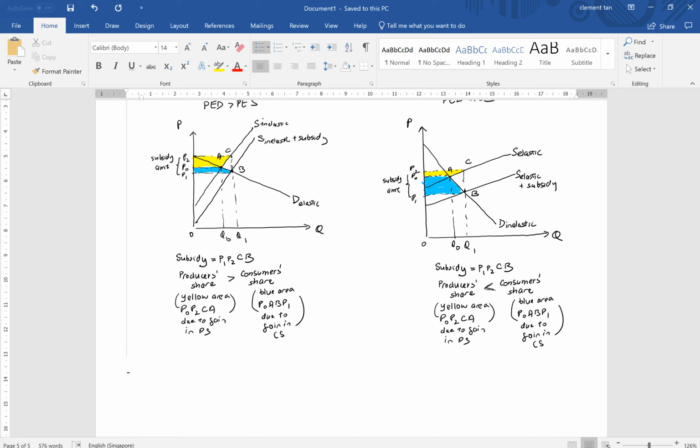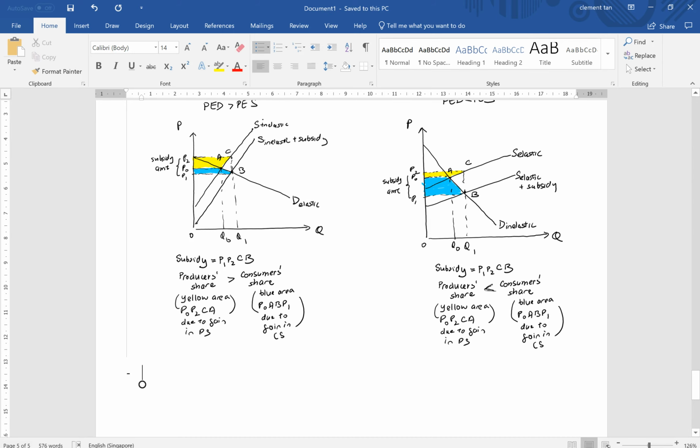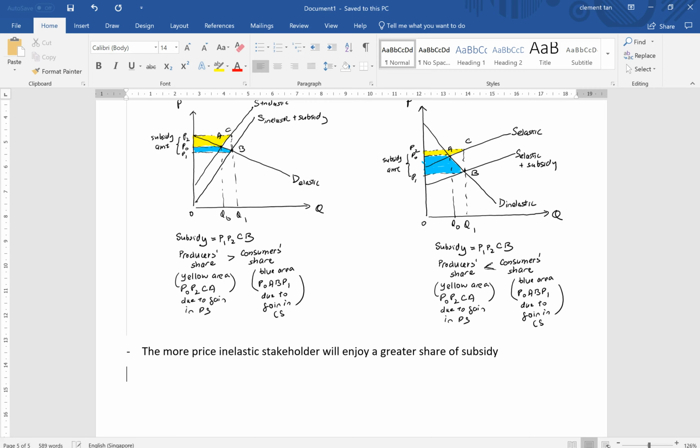If you realize from the diagram, the more price inelastic stakeholder will enjoy a greater share of the subsidy. Right? So it's the same rule of thumb. The more price inelastic stakeholder will bear a bigger burden of the tax. The more price inelastic stakeholder will enjoy a greater share of subsidy. Okay, so same thing again.